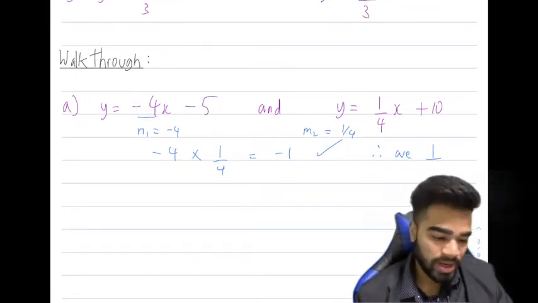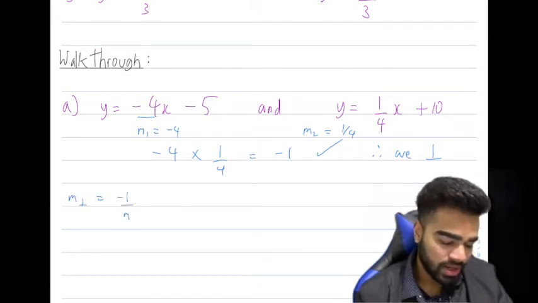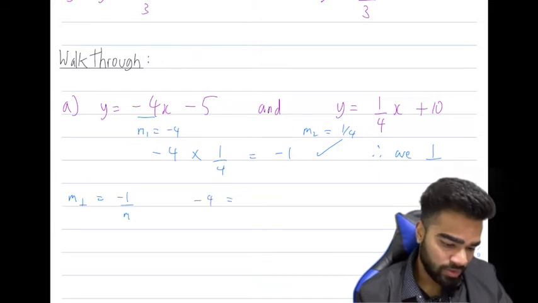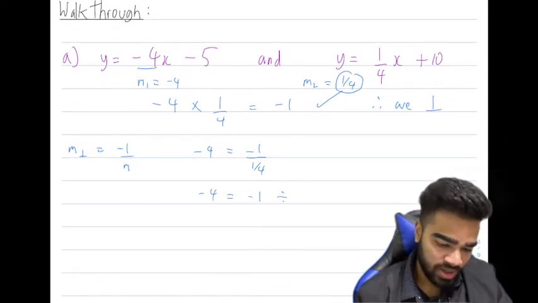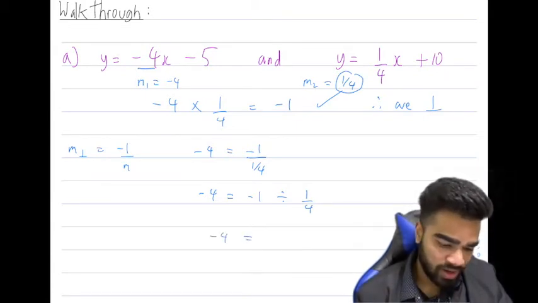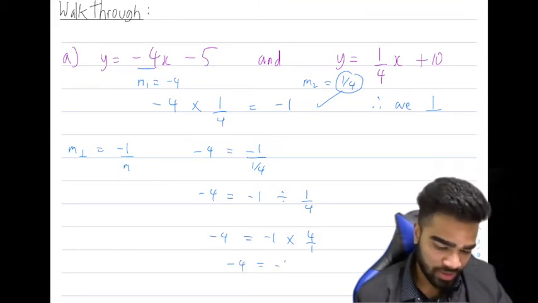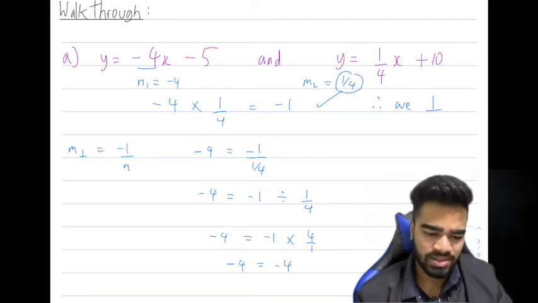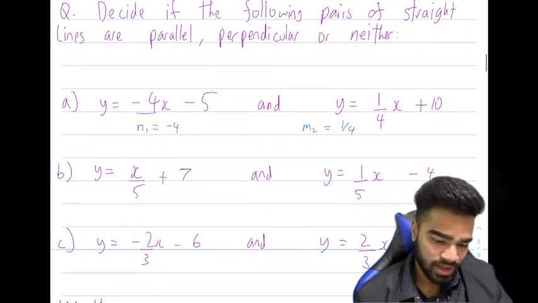I'll also show you the other way around. So I'll use the equation m perpendicular is negative 1 over m, right? So m1 is negative 4. So negative 4 is equal to negative 1 over m2, which is 1 over 4. So this is nothing but negative 4 is equal to negative 1 divided by 1 over 4. Well, how do you do division? You need to flip it and multiply. So negative 4 is equal to negative 1 times 4 over 1. So I just flip the fraction. Well, then you can see clearly negative 4 is equal to negative 4. Again, therefore they are perpendicular. You can say it like that. Okay, let's do the next question.